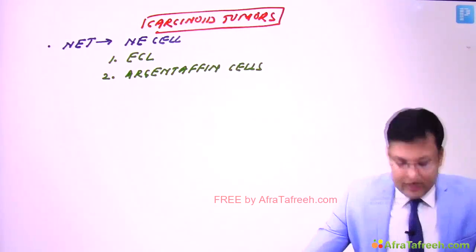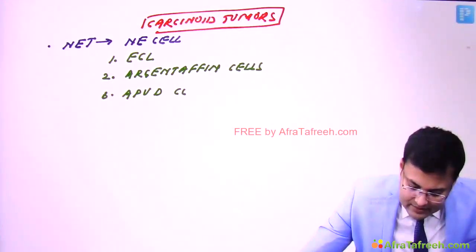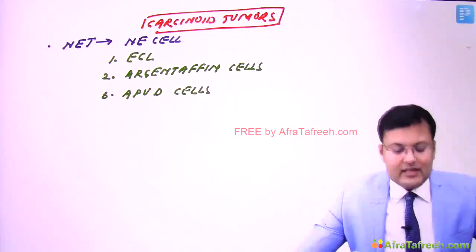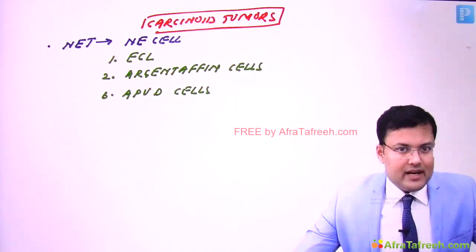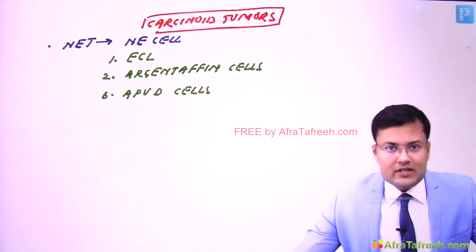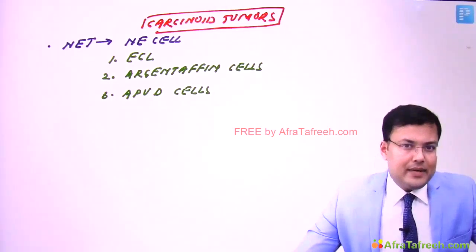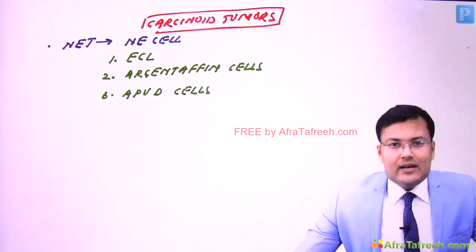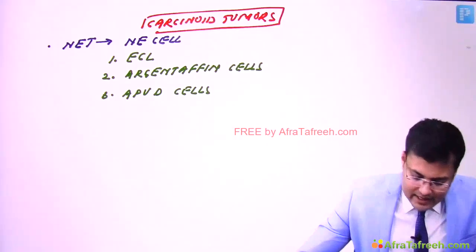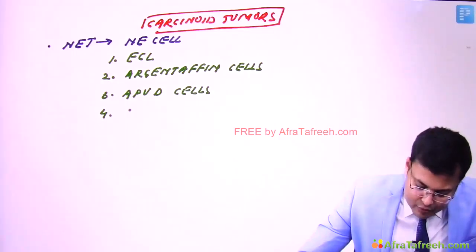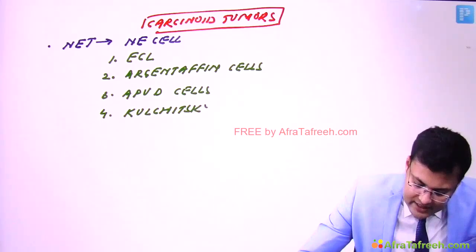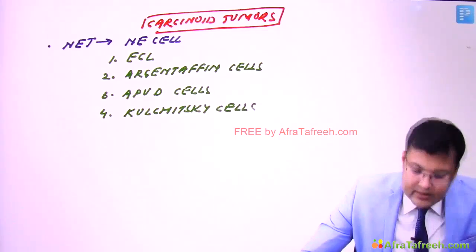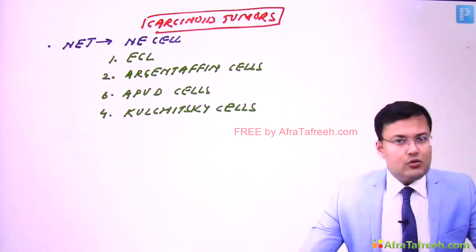It can arise from APUD cells, that is amine precursor uptake and decarboxylation cells, and it can arise from Kulchitsky cells. Right? This is the origin. Now coming to the most common site.